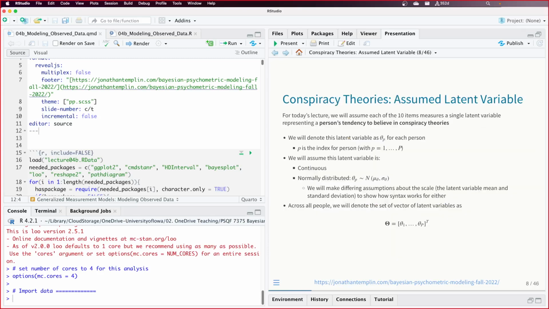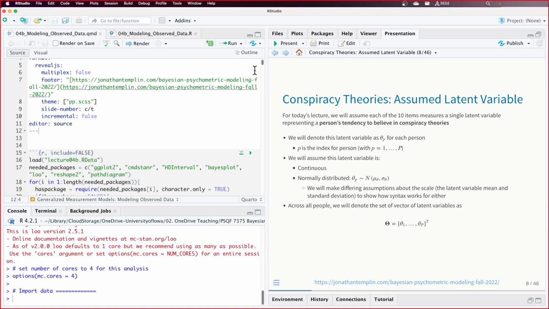All right. So for today's lecture, we're going to assume each of the 10 items measures a single latent variable. That latent variable we will call a person's tendency to believe in conspiracy theories. Fair? Now that statement in and of itself requires a validity argument. We're just going to wave our hands at that. There are lots of ways of building a validity argument for it. We're not doing any of that in this class.